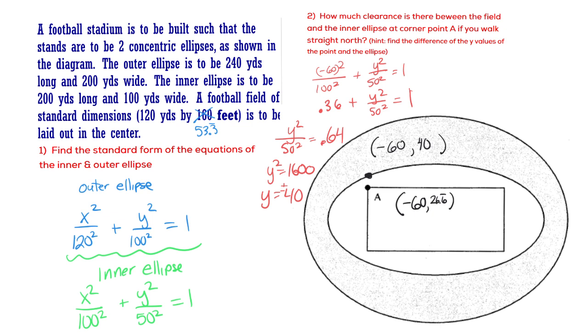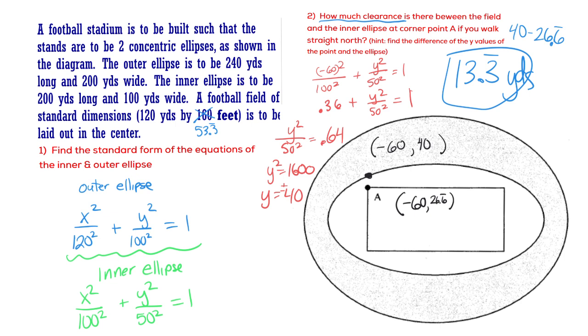So the answer to part 2 there would be then: how much clearance is there? There is 13.3 repeating yards of clearance. And maybe I should write where we found that, because we do this problem enough that you're doing a 40 minus 26.6 repeating there. Okay, let's keep going.